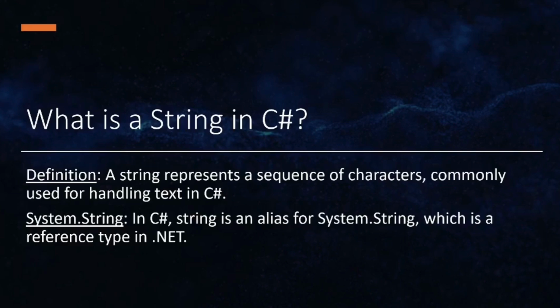Let's start with the basics. What exactly is a string in C sharp? A string is a sequence of characters used to represent text. In C sharp, string is just another name for System.String, which is a type that comes with lots of built-in methods to help you work with text.